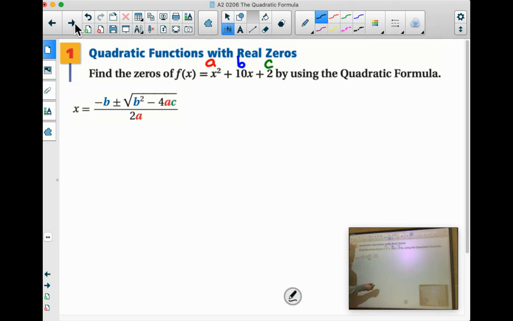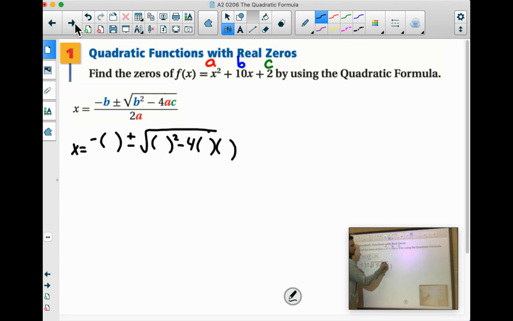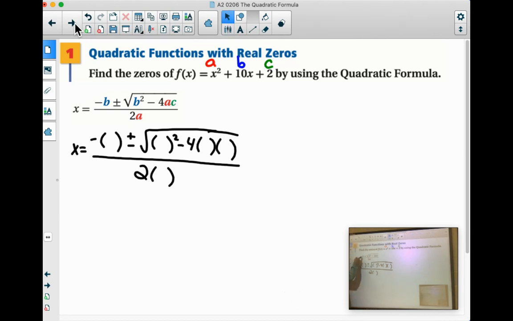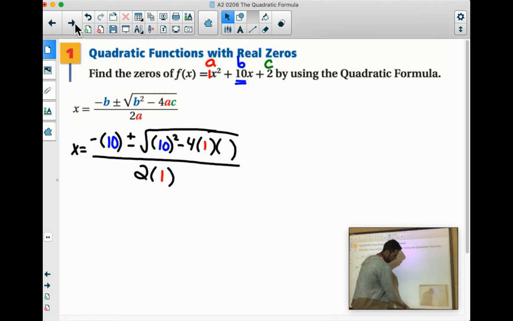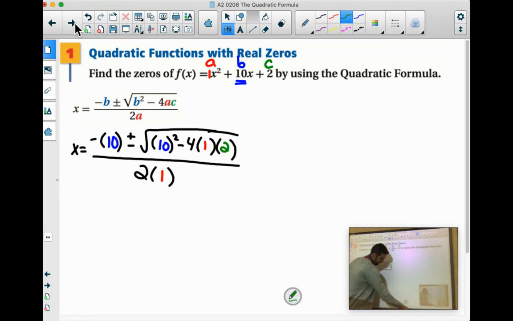So if we kind of set up the bones of this equation, x equals, then we're just kind of filling in the blanks. So the first variable says b, and we have b as 10 right there in front of the x. Plus or minus the square root of b squared, b is 10. For a, but there's nothing there, Mr. Plant. There's a 1. Come on. Don't be like that. And then c is 2. So we're all filled in.